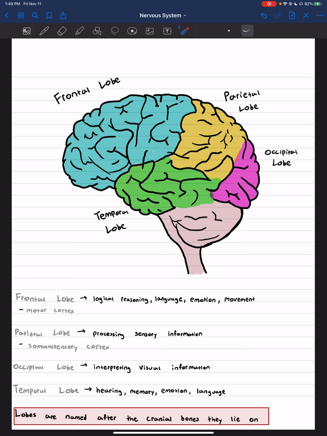One cool thing to know is that our lobes are all named after the cranial bones they lie under. So, the bones are on top of these lobes, but they're labeled as such. Your frontal bone, for example, lays on top of your frontal lobe, and that's why your frontal lobe is named as such. Same with parietal bone, occipital bone, and temporal bone. So, little typo there, but as long as you understand that the lobes are named after the bones under which they lie.